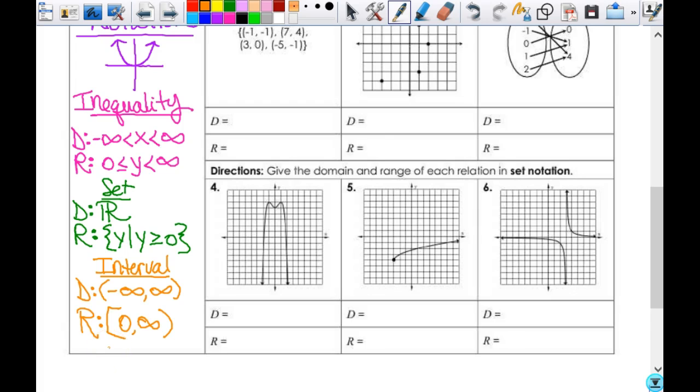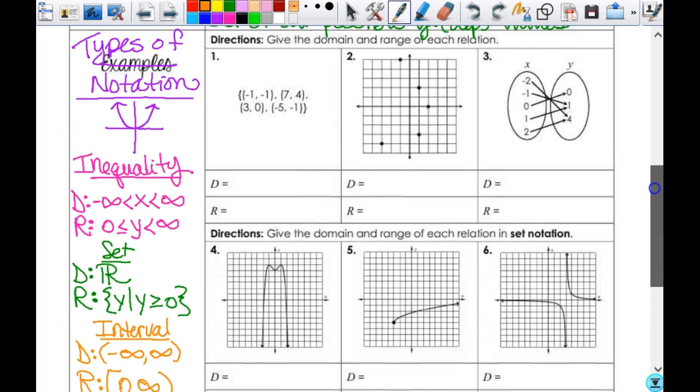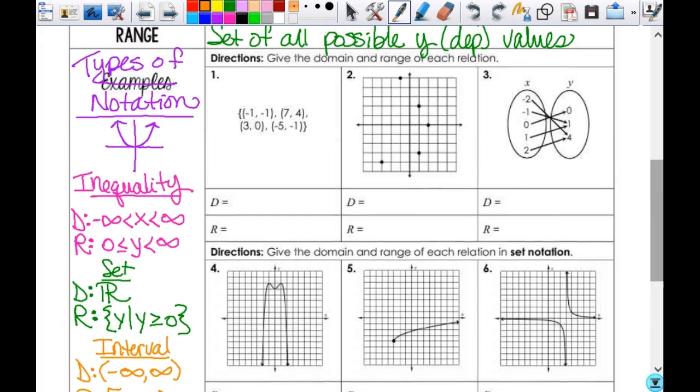So let's look up here. Now, when you have a finite set for domain and range, then it really is set notation when you're doing that. So like here, these aren't any things that I could give you an interval about, so it ends up being little sets of numbers. So it says, give the domain and range of each relation. So for the domain, what's my smallest x value? -5. So go -5 and then -1. Then 3, then 7, right?